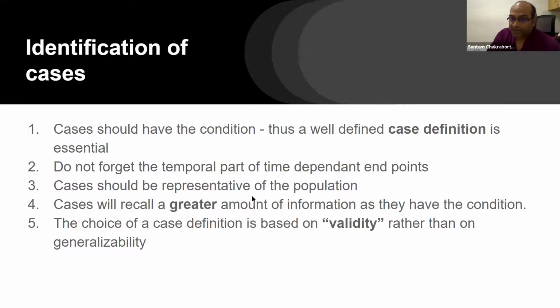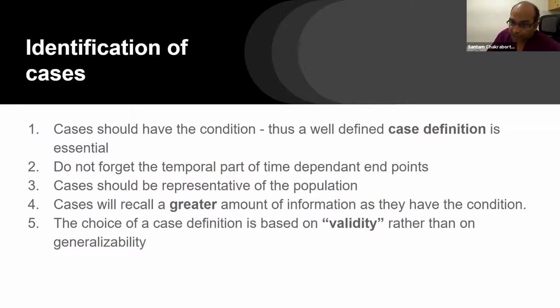So first is identification of cases. The first important thing is that cases should have the condition, and therefore a case definition is essential. Just stating that a patient with lung cancer will be taken is probably not enough, because you may have patients of lung cancer who have never had a pathological diagnosis because the lesion was quite small or the patient was quite sick. So what exactly would be your case needs to be defined. Typically, for cancer cases, these would include histopathologically demonstrated cancers of a particular type.